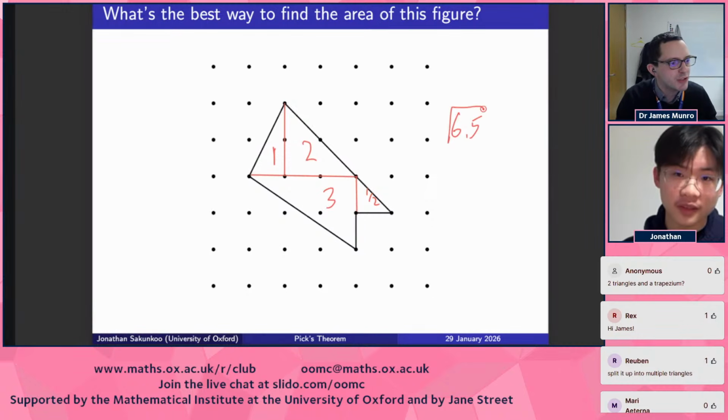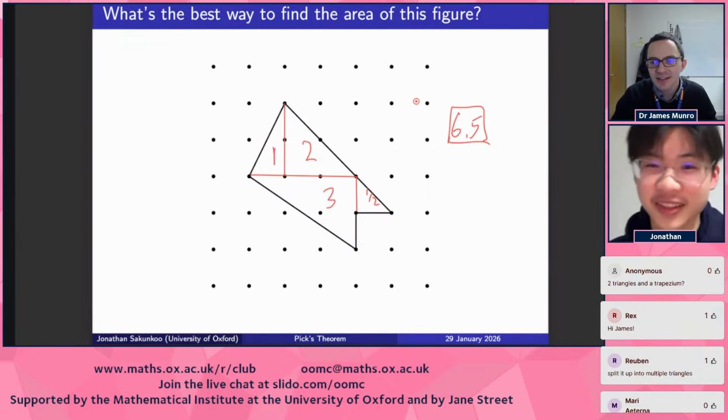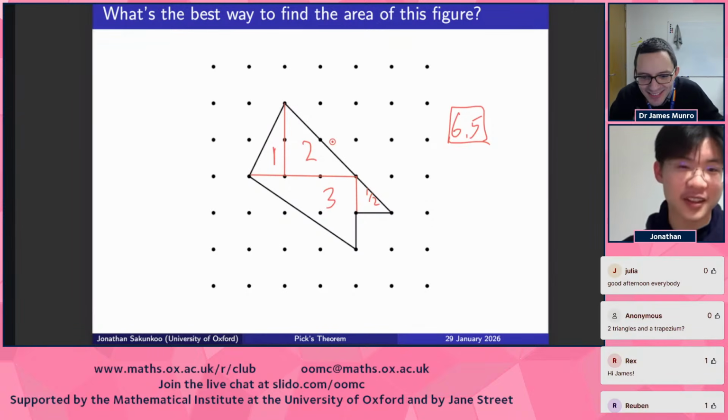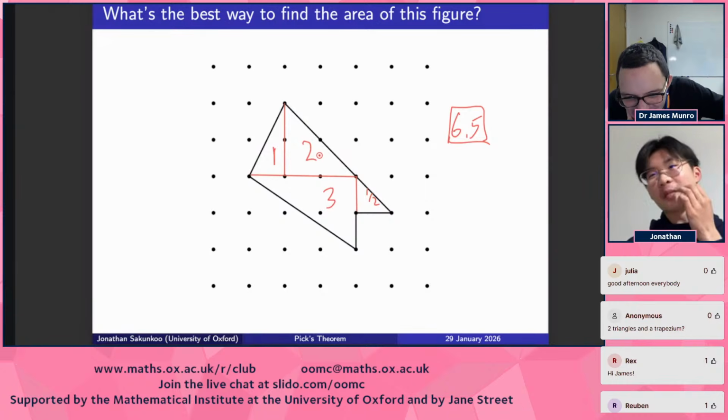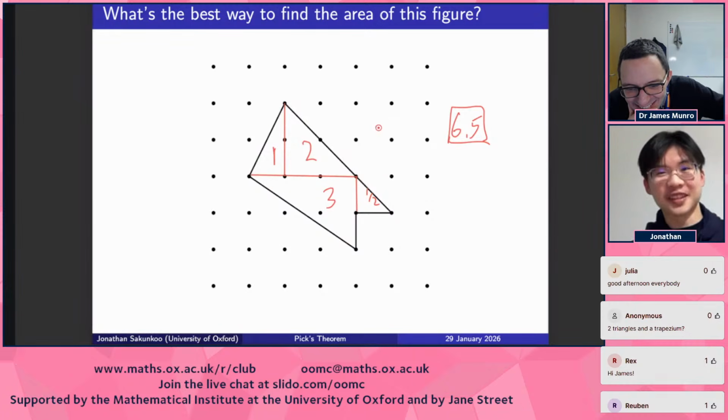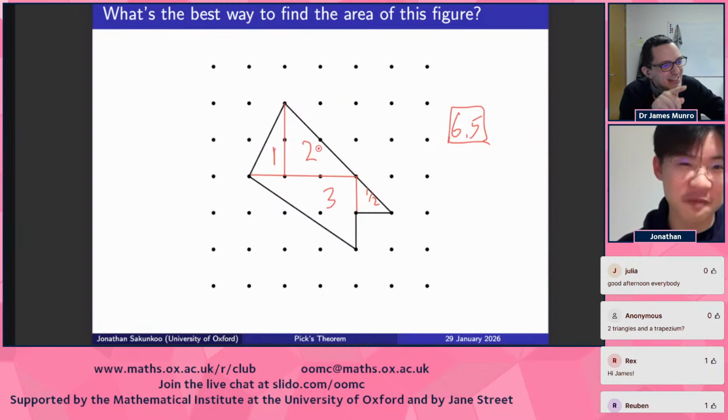Someone in chat's got two triangles and one trapezium. So I'm kind of interested how they're splitting it. That's interesting. I'm sure there are lots and lots of ways. I couldn't list them all. You give me 100 years, maybe I still wouldn't get them all. Or maybe 100 years is a long time.